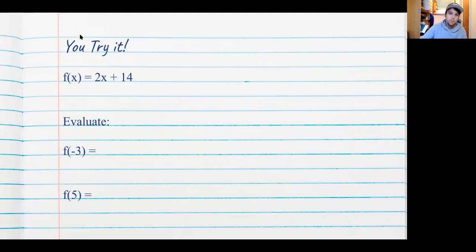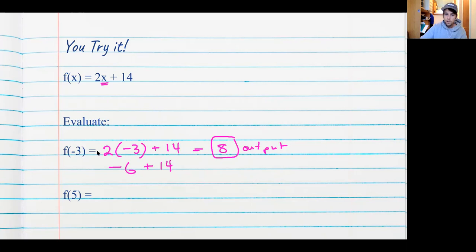Again, we're replacing x with these input numbers. So f of negative 3 means to do 2 times negative 3. Right? Instead of the x, we're putting a negative 3, plus 14. Again, we have multiplication and addition, so we need to do the multiplication first. Negative 6 plus 14. Adding those together, we get an output of 8. So an input of negative 3, an output of 8. On the graph of this function, this would be a coordinate point, right? This would be a point somewhere on my graph, at (-3, 8).